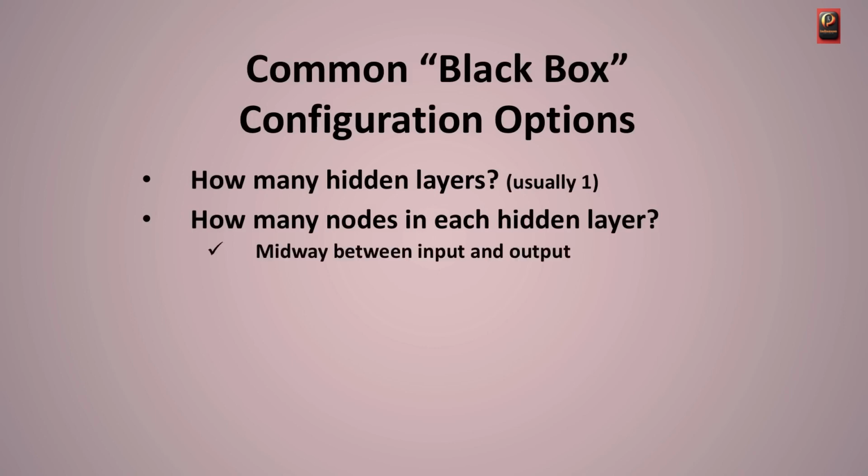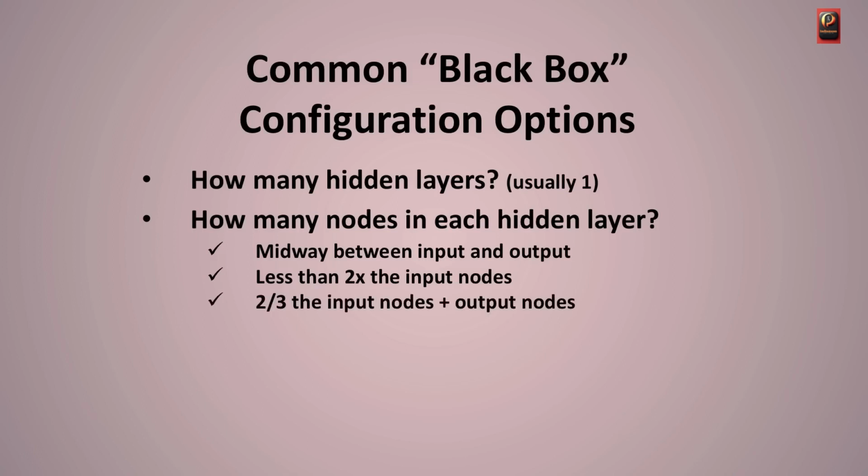A good path is, if your input and output dimensions are drastically different, go somewhere in between. If you have 7 input values and 2 output values, then maybe 3 or 4. Also, you definitely want it to be less than 2 times the input nodes. If you get bigger than 2 times the input nodes, you can get a situation called overfitting, where you're just not going to get an accurate outcome. Also, 2/3 the input nodes plus the output nodes is a good way to go. If you run the math on these 3 situations, you'll get some ideas on how many nodes that hidden layer should have.